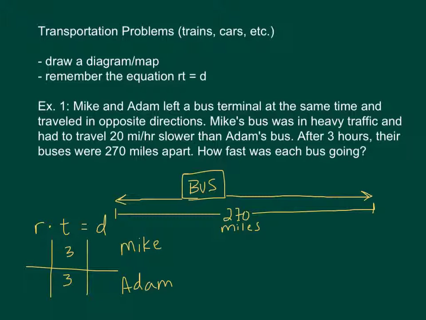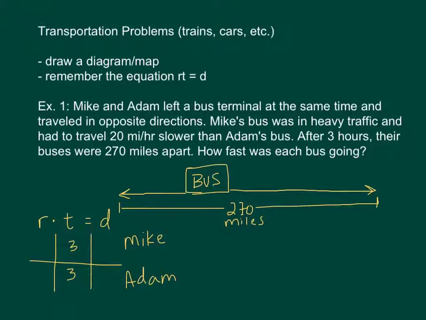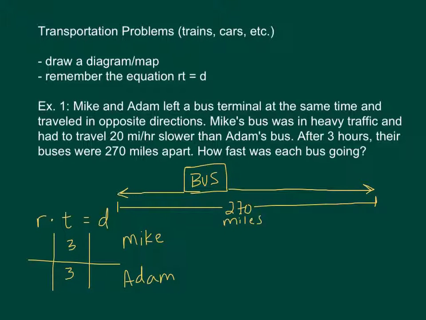Alright, they told us that Mike went slower than Adam. Let's make Adam our variable r for rate. Oop, forgot to switch back to the pen. R for rate. Mike is going slower. How much slower? 20 miles per hour slower. So his rate is r minus 20.